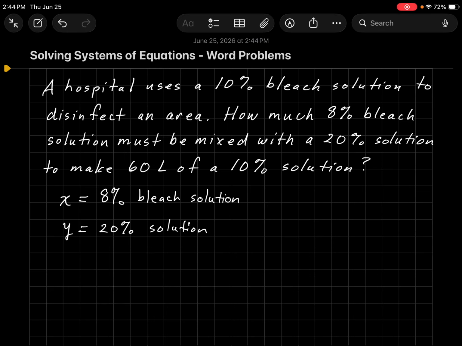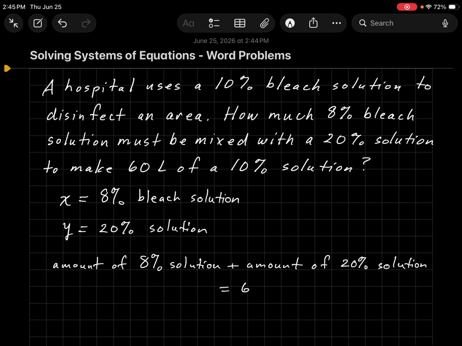Well, I could say the amount of the 8% solution, plus the amount of the 20% solution must equal 60 liters. There's my first equation.